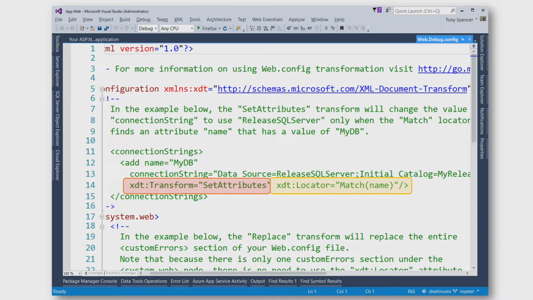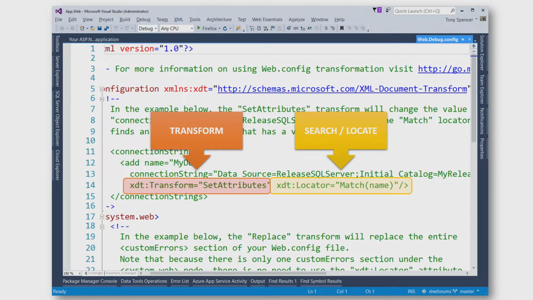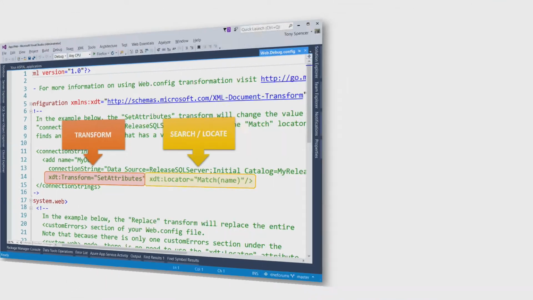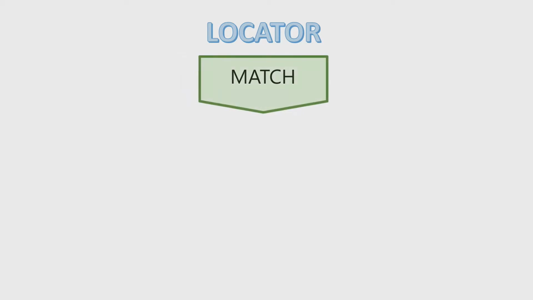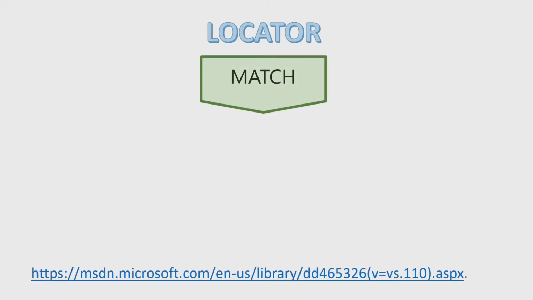The definition requires two parts, a search or a locator component, and a transform component. These components are expressed as XML attributes. First, let's examine the locator attribute. Locator supports three attribute types: condition, XPath, and match. We will only worry about the most common locator, match. To learn more about the other locators, please click the included link to get detailed information about their syntax.